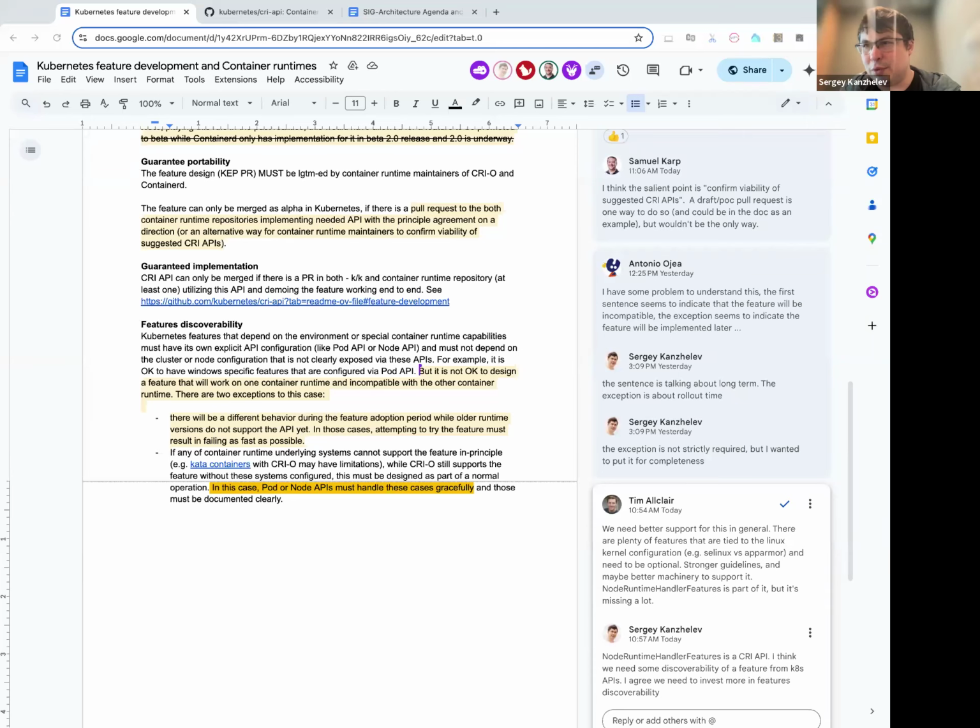Okay, I don't see any more hands. I would keep this document open for a while. Maybe next week, end of next week, I will start moving it into GitHub somewhere.